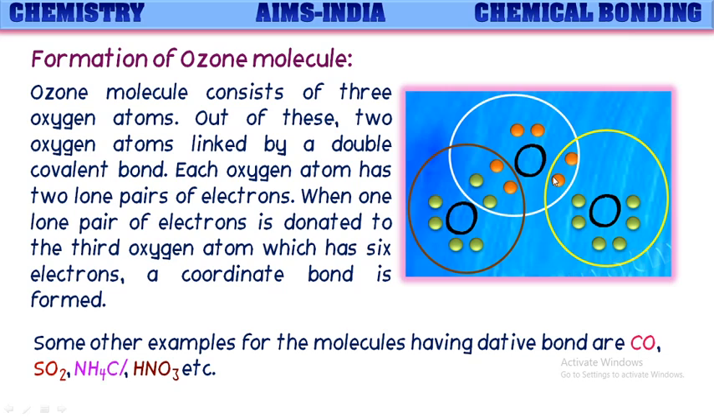Some other examples of molecules having a dative bond or coordinate covalent bond are carbon monoxide, sulfur dioxide, sulfur trioxide, even ammonium chloride and nitric acid. All these molecules also have coordinate covalent bonds in them.